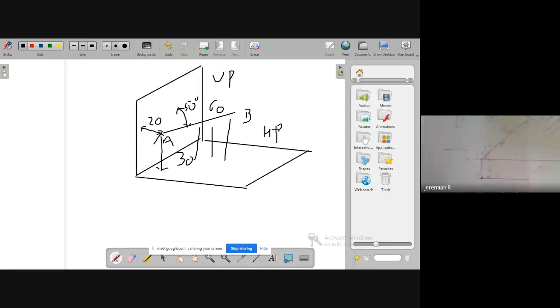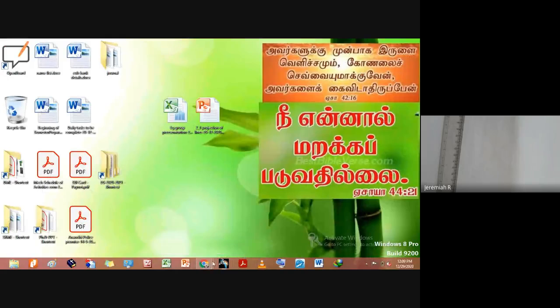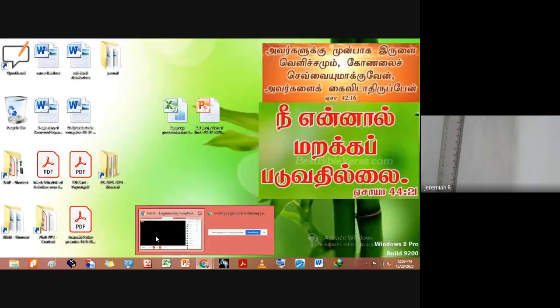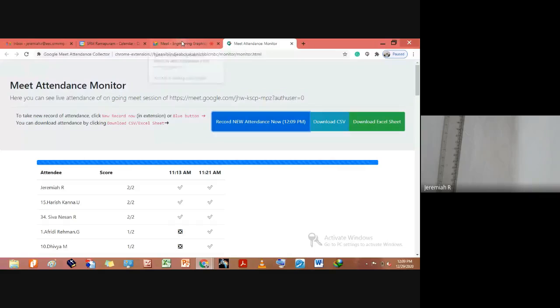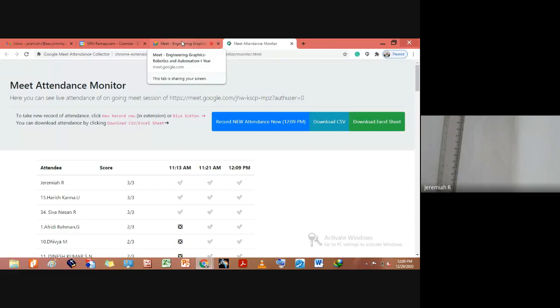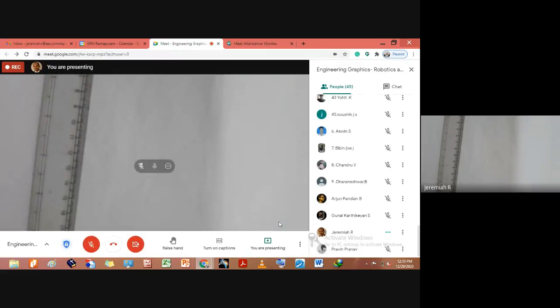I just pin my mobile screen. Okay, understand the problem and then solve the problem.